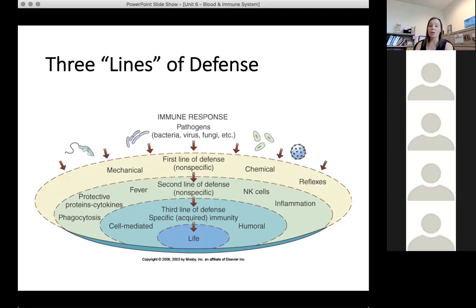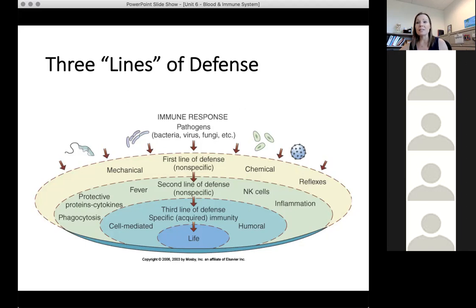Mechanical flushing also occurs through any of the openings of the body, like urination, vomiting, salivation, even tear production. And then there are also chemical barriers. These are chemicals that can destroy bacteria or prevent the growth of bacteria on the skin surface.